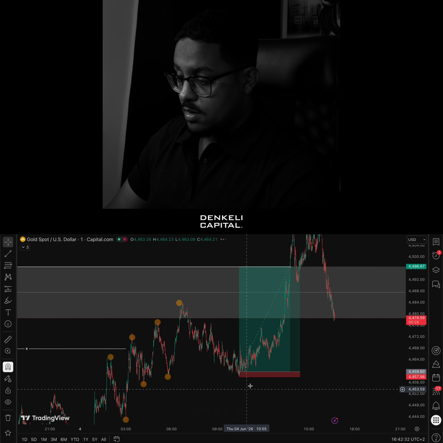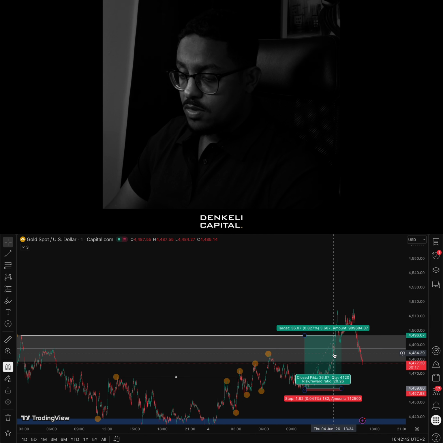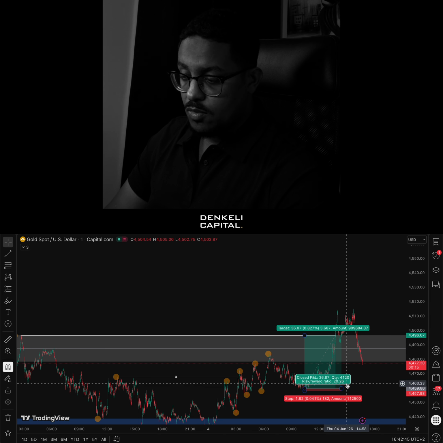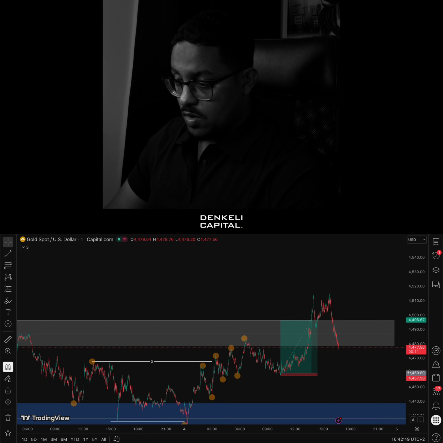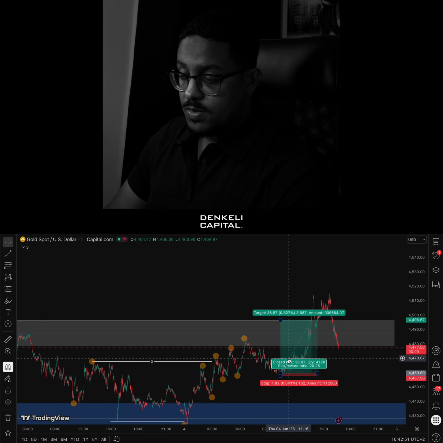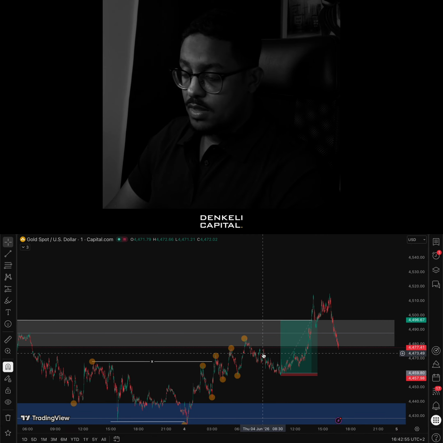So in this case, I took my long, and my initial target was this high from yesterday. This was my trade, and I don't want to be too greedy, so that's why I will call this a day. And for now, I'm just going to be watching the imbalances on the 1 hour to see if we have any shift in structure for tomorrow's trade.